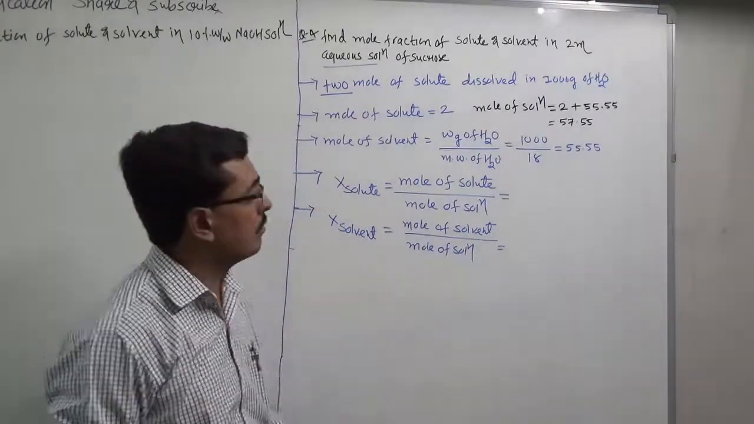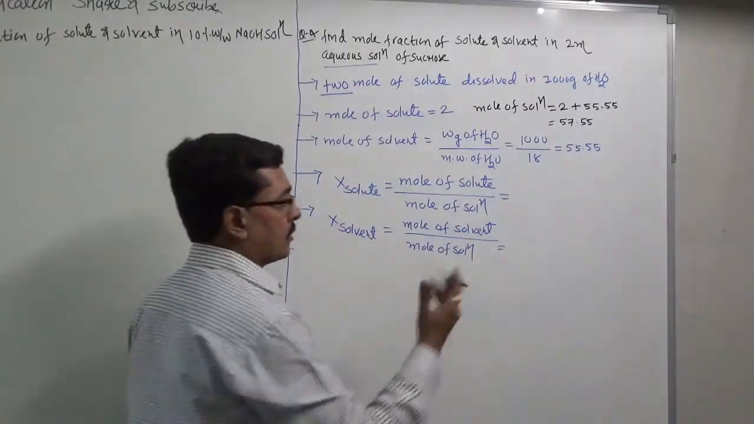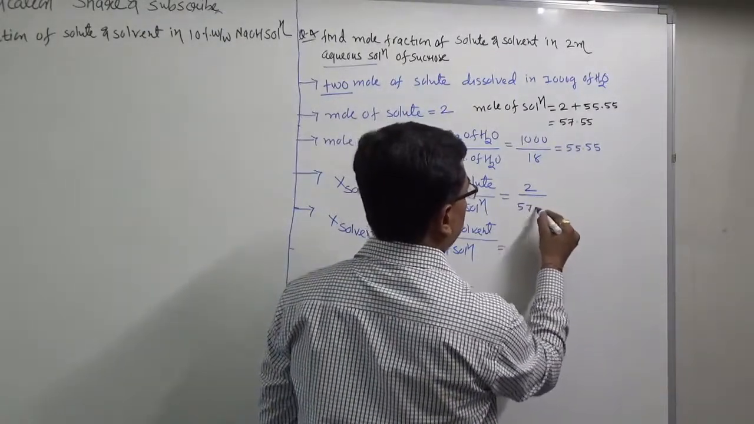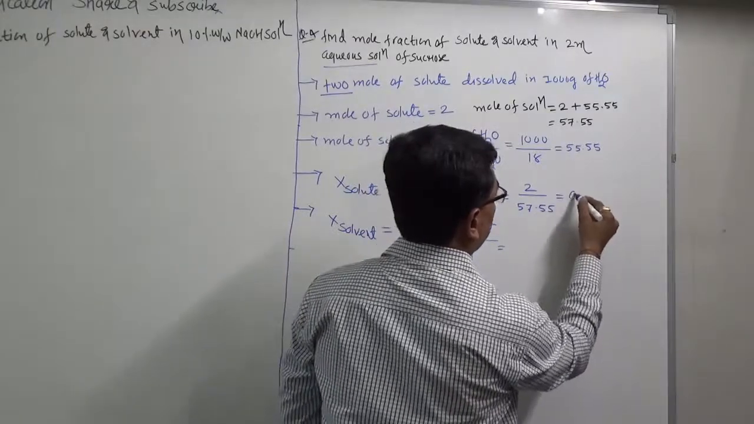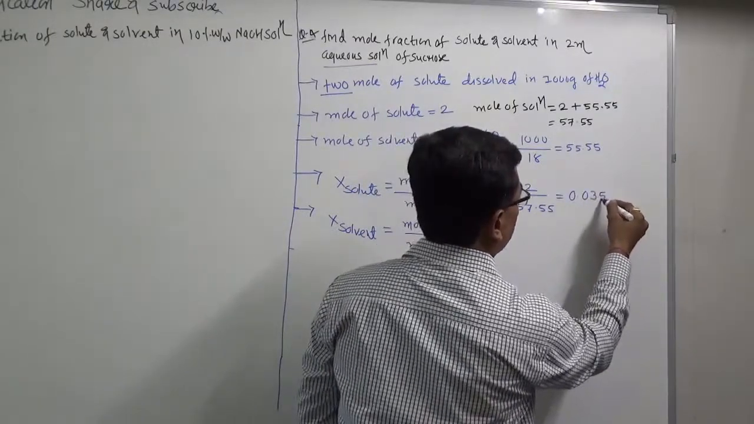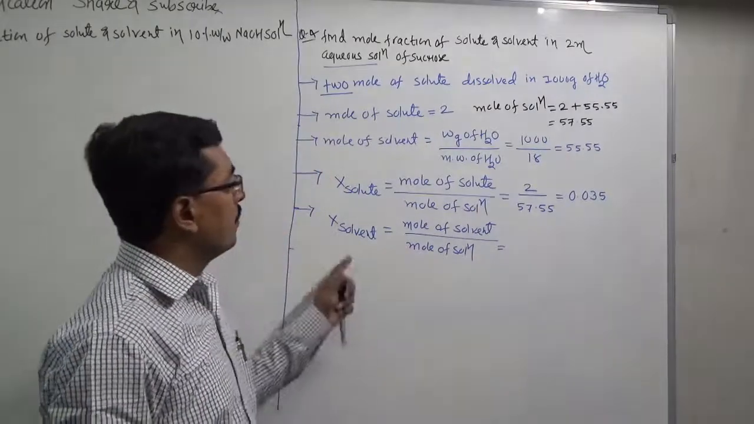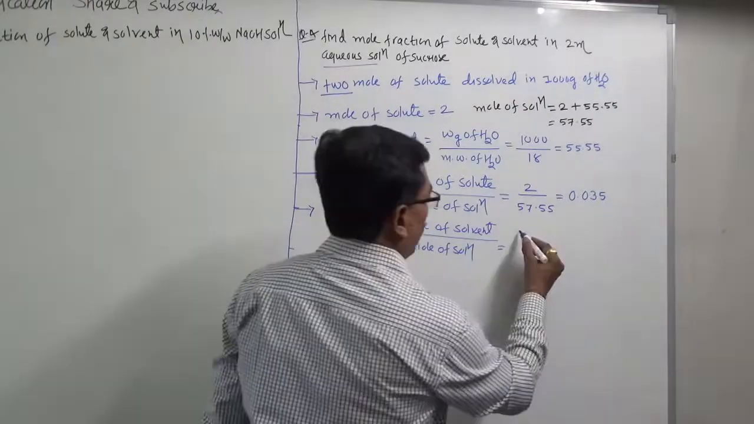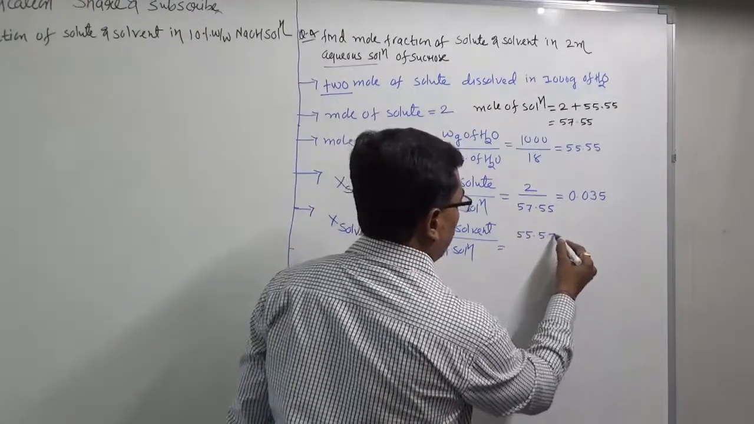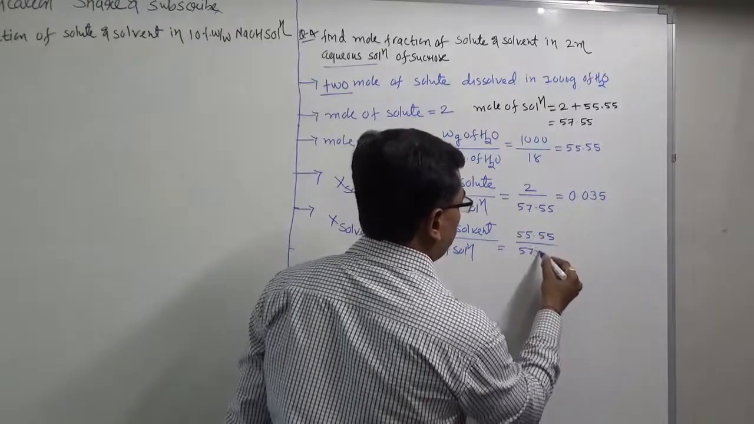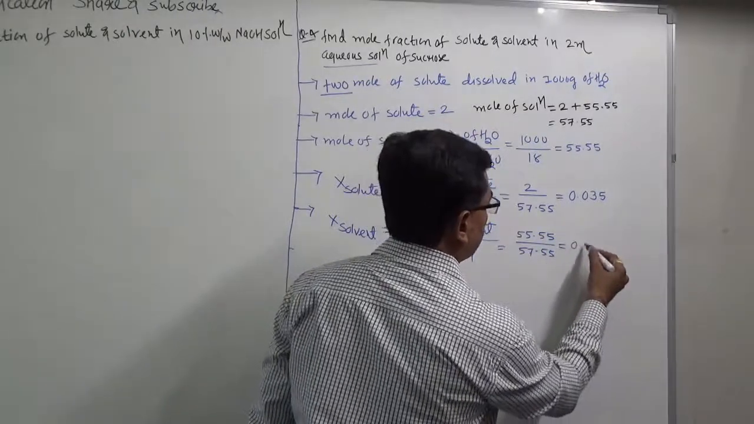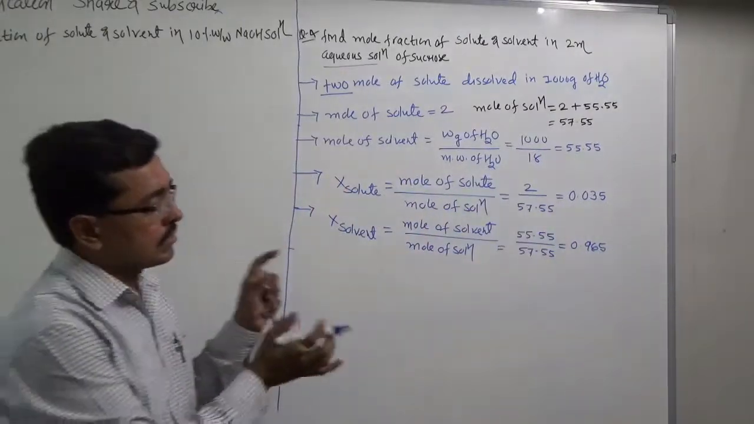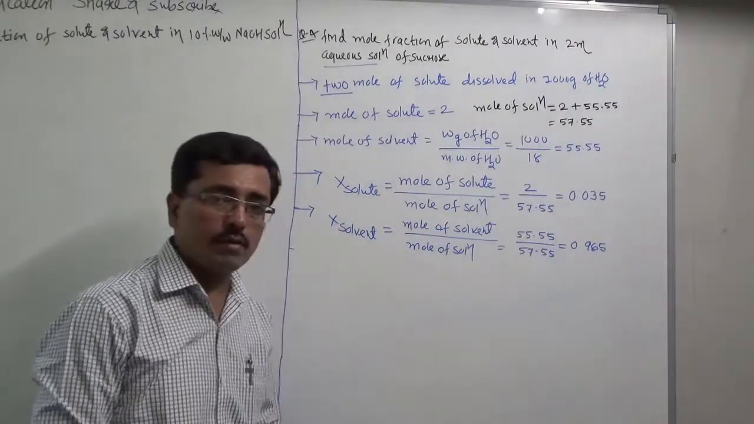Now you have to simplify. First you have to find out the mole fraction of solute. To find mole fraction of solute, mole of solute is 2 and total mole of solution is 57.55. Just simplify, you will get the answer 0.035. And mole fraction of solvent will be mole of solvent 55.55 divided by 57.55, and you will get the answer 0.965. Match your answer. Check that the sum of mole fraction of solute and solvent will be 1.